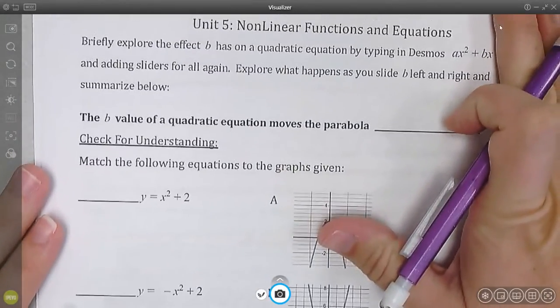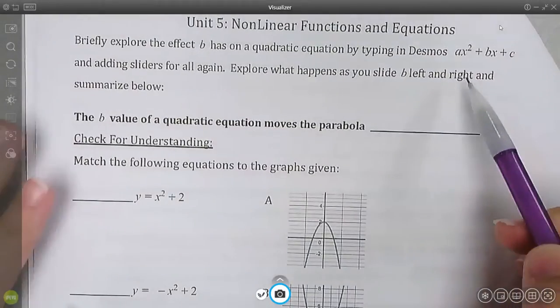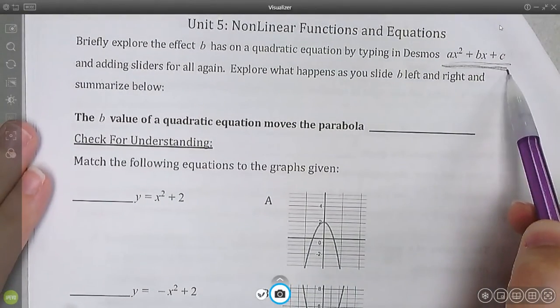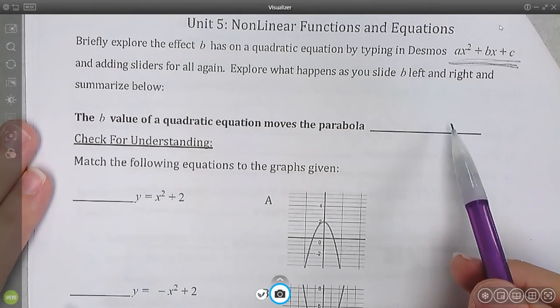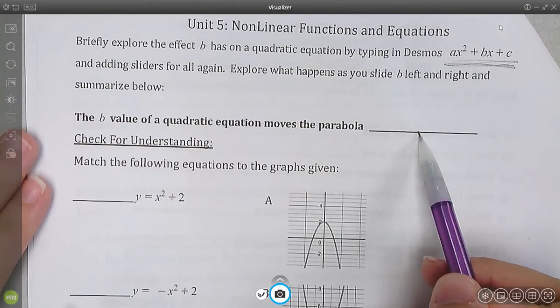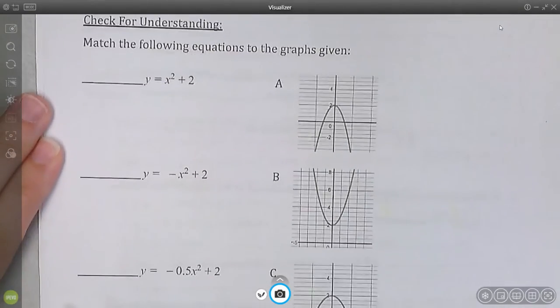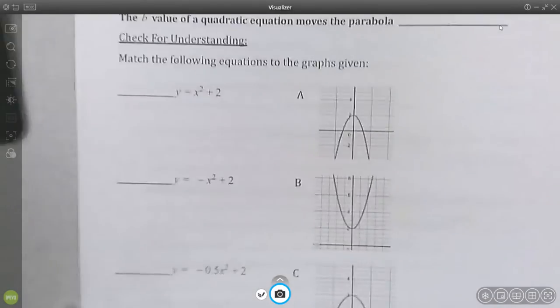Okay, so this one says, briefly explore the effect B has on a quadratic. So you're going to type this into Desmos, the exact same thing you were doing, and then move your slider for B. That just has one answer. It's not a very specific answer, so as long as you have a general answer there, you are good. This one says match the following equations to the graphs.